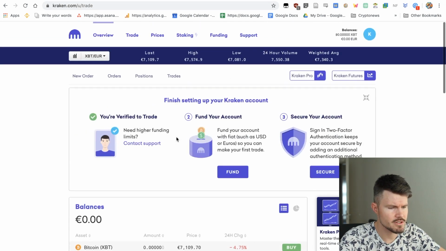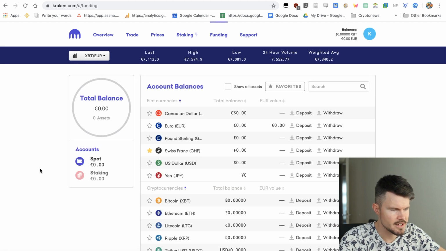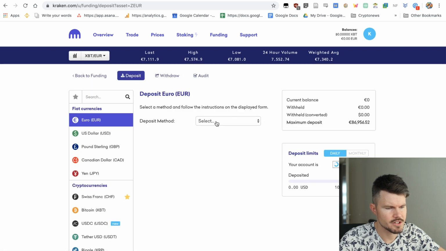You can fund the account in euro, US dollars, Swiss francs, and many other fiat currencies. So let's start with this. To fund your account, you click on fund. As you can see here, you've got many different fiat currencies you can use, and on the right side you've got either the deposit or the withdraw option. So let's say you want to put some euros on your account, you can click on deposit, and here you will see the different deposit methods that you have.